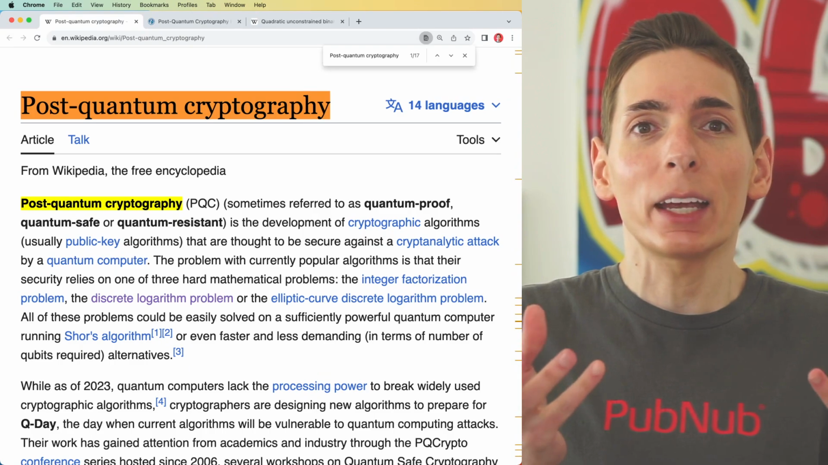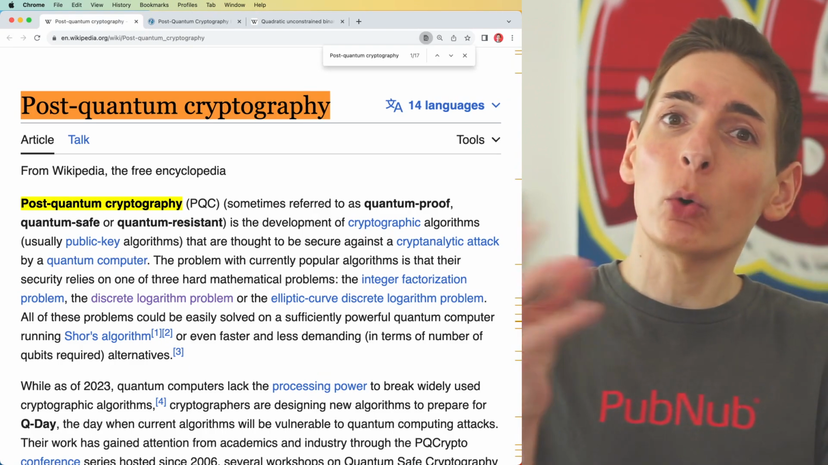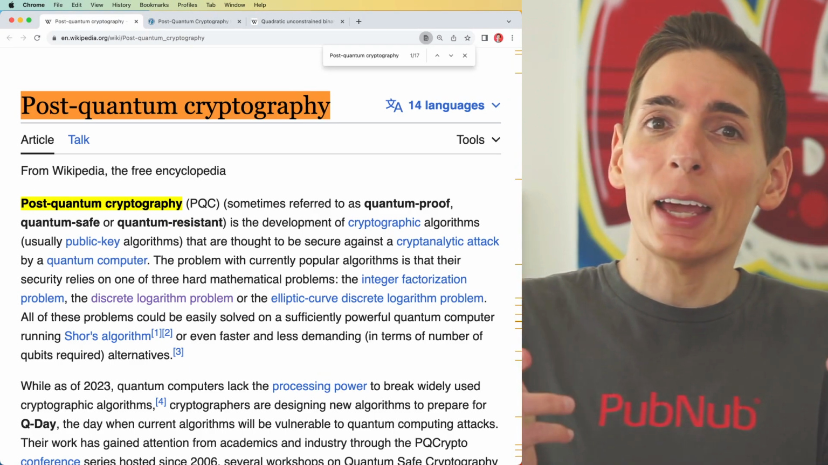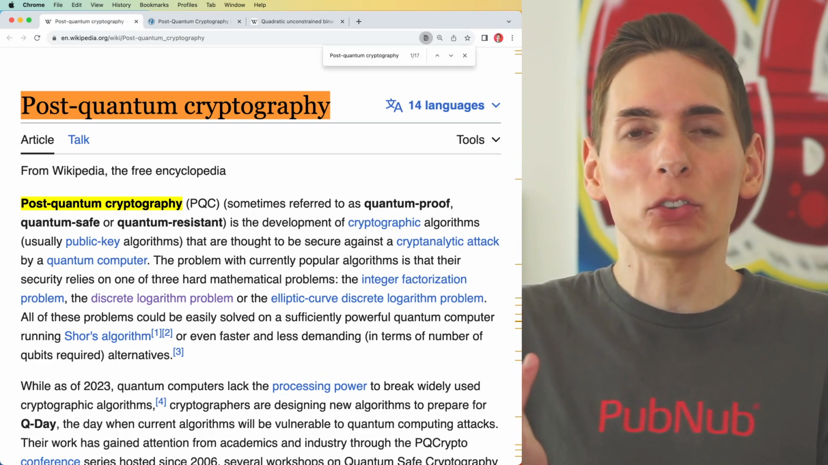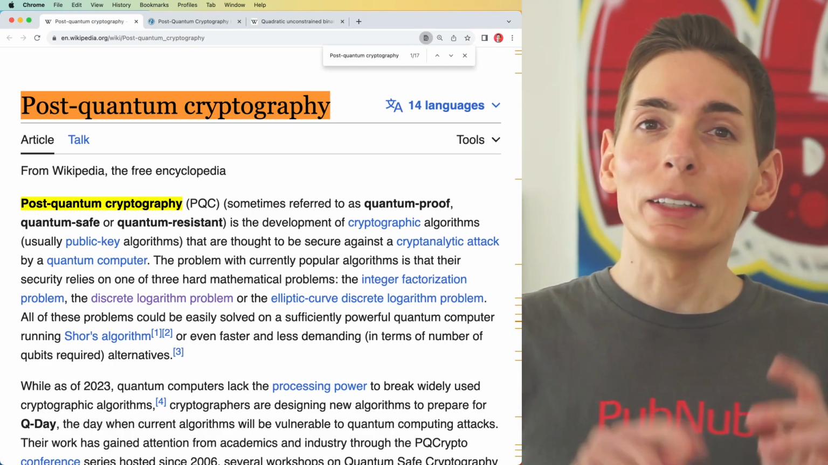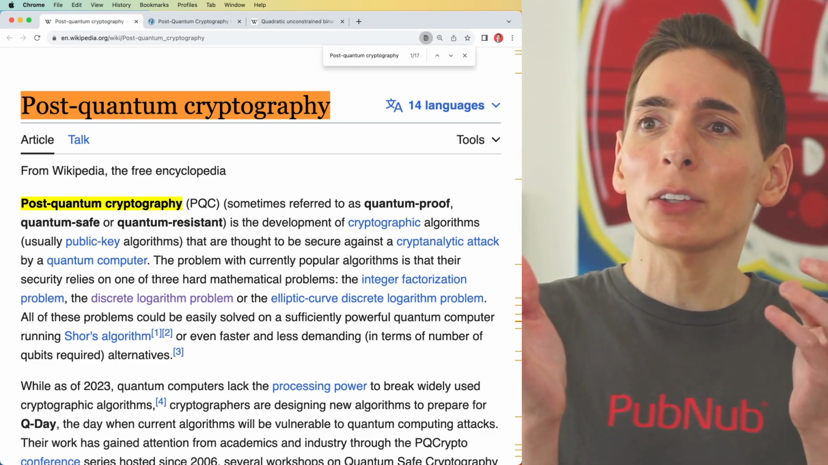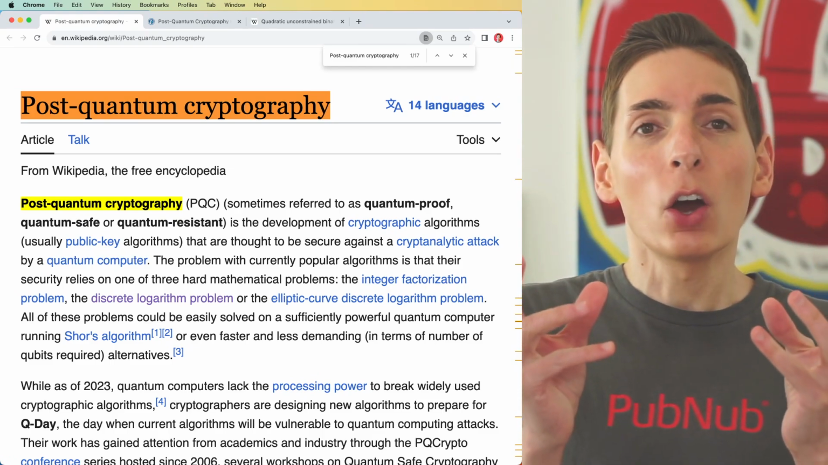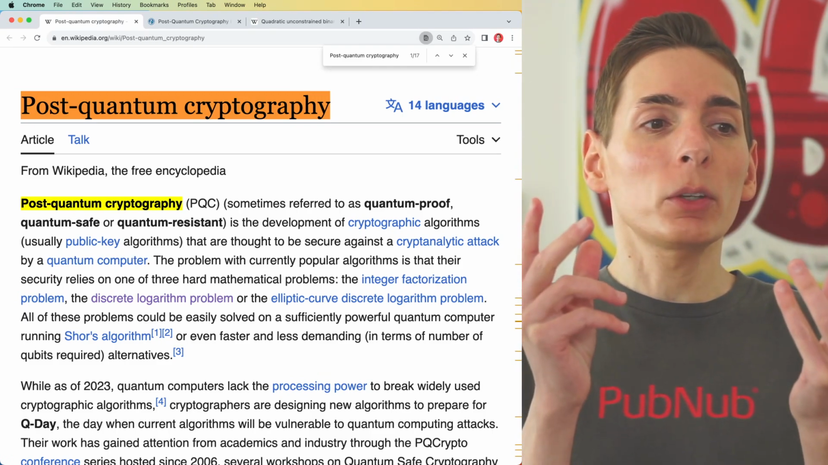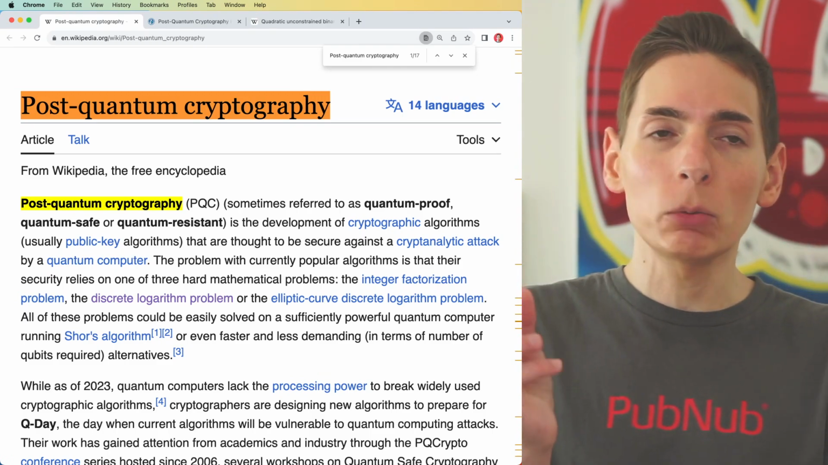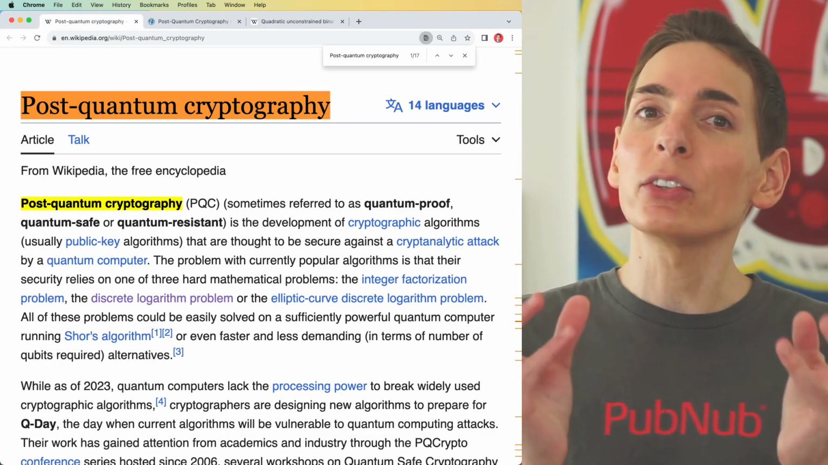Quantum proof, quantum safe, and quantum resistant are the concept of algorithms that can be difficult or impossible for a quantum processor to use a cryptanalytic attack to find an answer, find a result, or crack the code. I did find it interesting that within a cryptographic quantum processor cracking scenario, only the public key algorithms, usually asymmetric key, where you've got two key pairs, are the ones that are at risk.